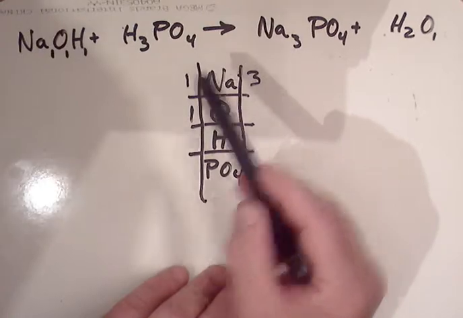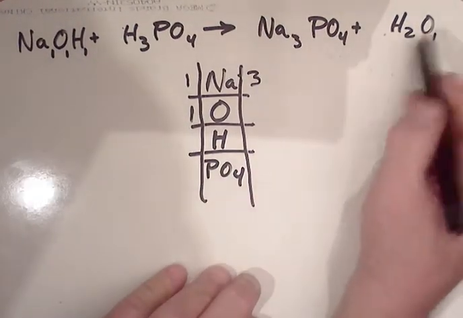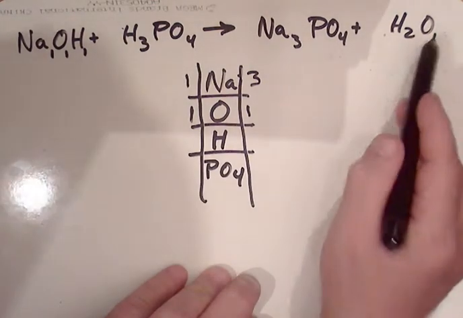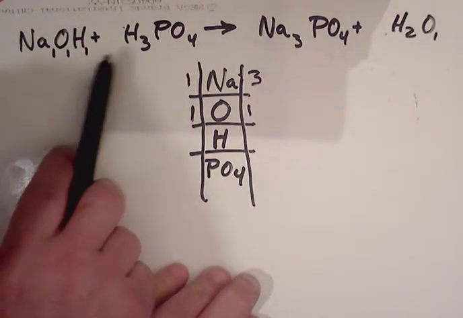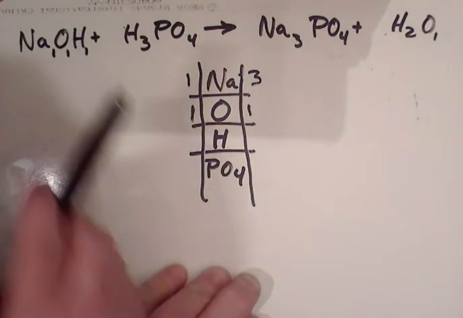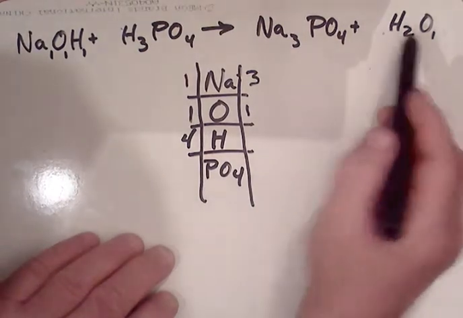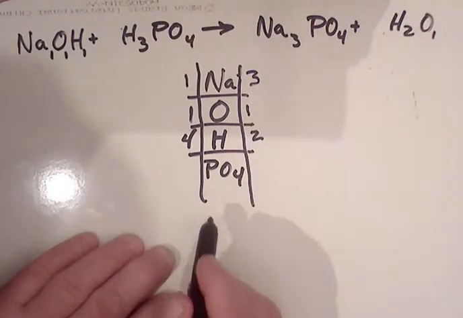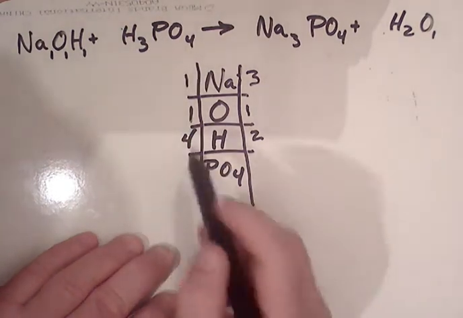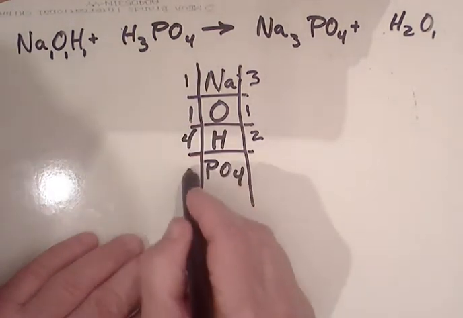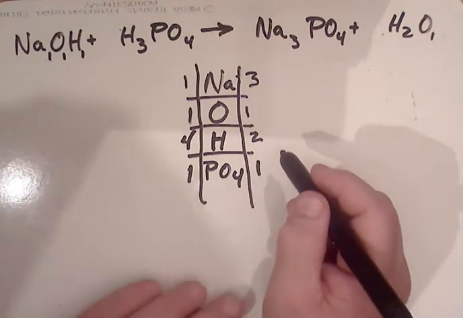So oxygens, we have one oxygen over here and we have one oxygen over here on the product side. We have hydrogen. We have one hydrogen plus three more, which is going to give us four hydrogen on the reactant side and two hydrogen on the product side. We have PO4s. We have one PO4 over on the reactant side and one PO4 on the product side.